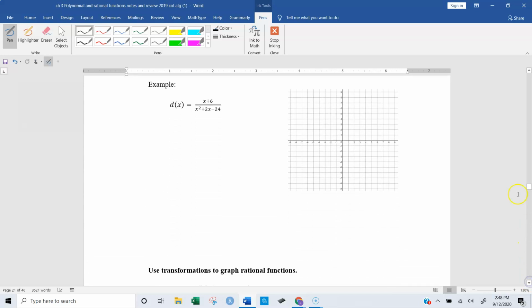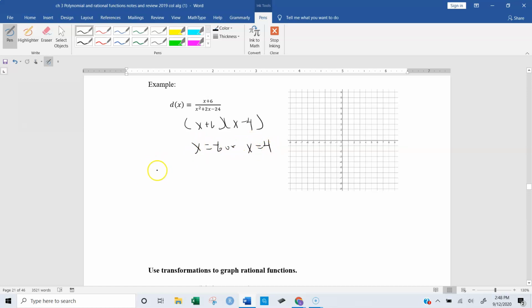Okay, let's look at this one. Now we're going to do first always our denominator. So the factors that equal -24 should be x plus 6 and x minus 4, which means x equals -6 or x equals 4. I either have a hole or two asymptotes.